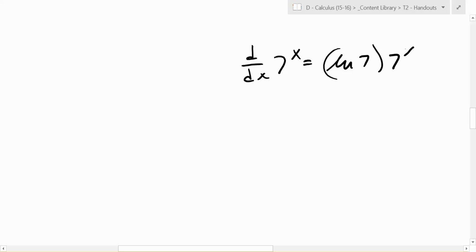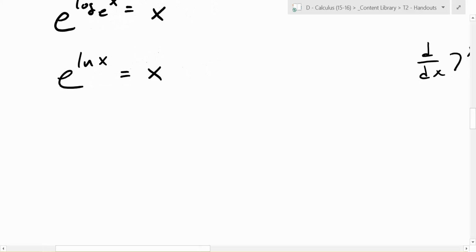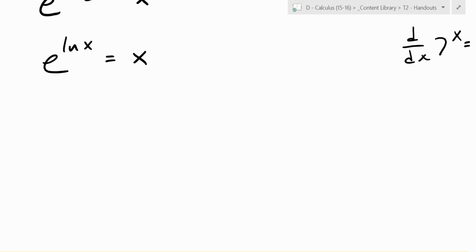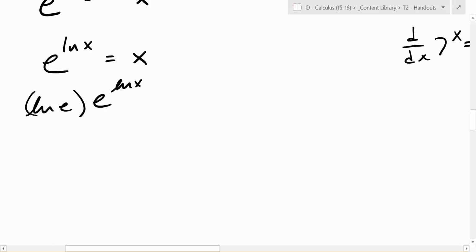Side note, what's the derivative of 7 to the x? Do you remember what the derivative of 7 to the x is? It's ln 7 times 7 to the x. Everybody with me on that? So over here, what's the derivative on the left? What's the derivative of e to the ln x? That's going to be ln of e times e to the ln x. But then you have to multiply by the derivative of ln x. Why do you have to multiply by the derivative of ln x? Because of the chain rule.